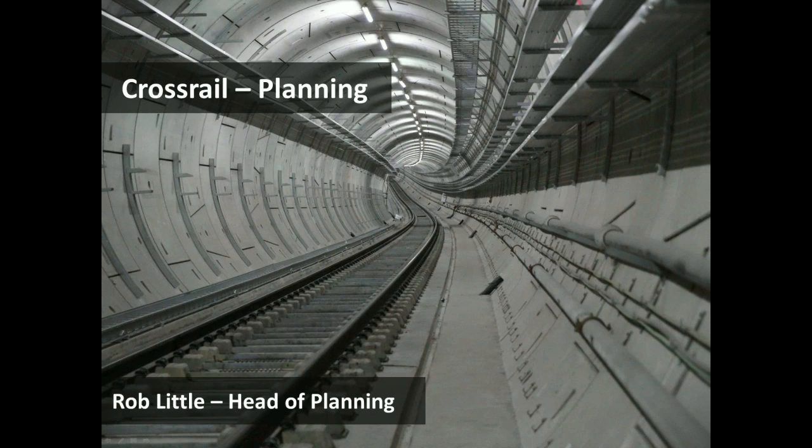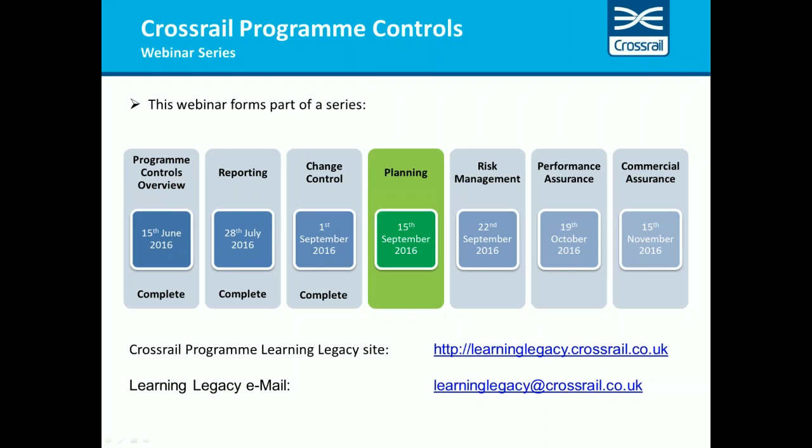The subject today is Crossrail and our approach to planning. This is the fourth in a series of webinars. We've had one on program controls, reporting, and recently change control. And to go, we've got risk management, performance assurance, and commercial assurance. This is all part of the Learning Legacy program which Crossrail has embarked upon.